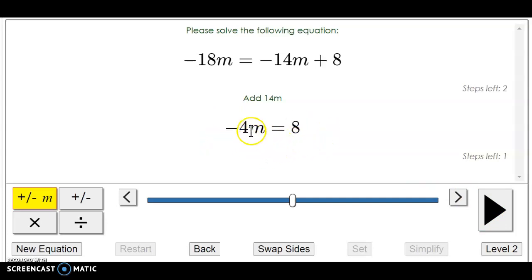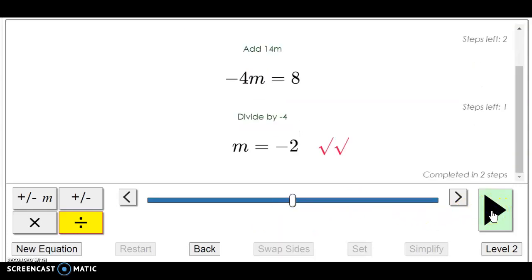So now the next step is to get rid of this negative 4, right? Negative 4 times m. So I do the opposite, which is to divide both sides by negative 4. Then I have the result, m equals 2.